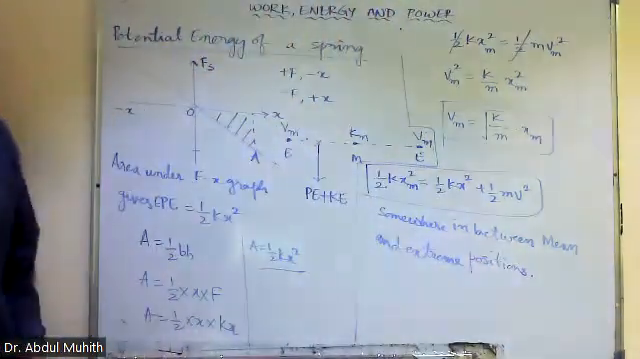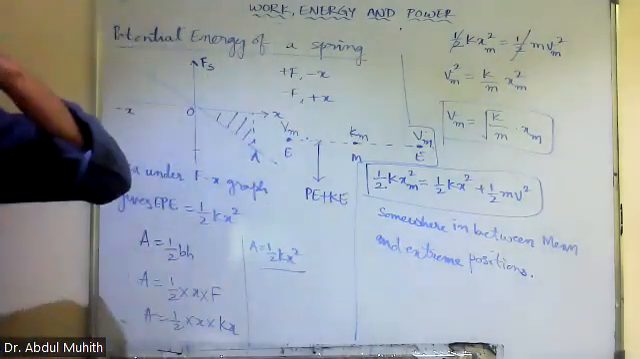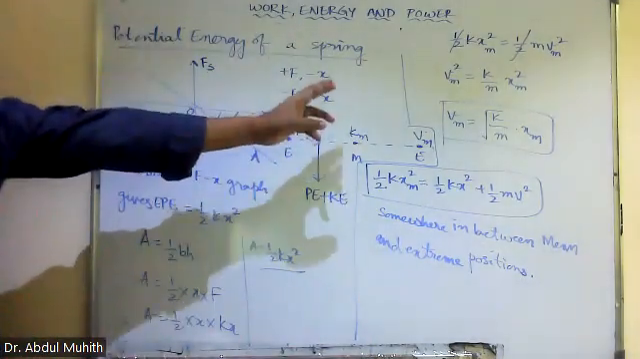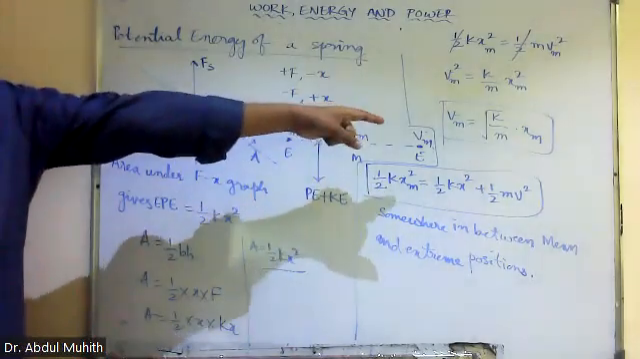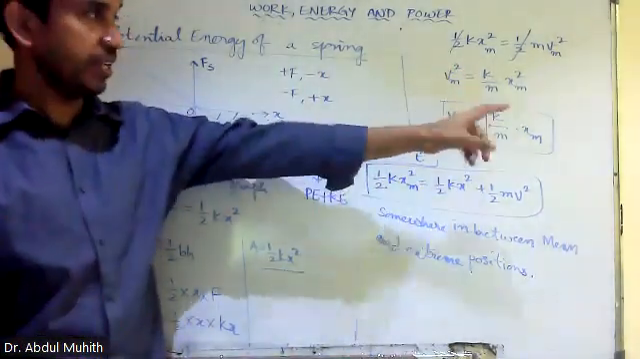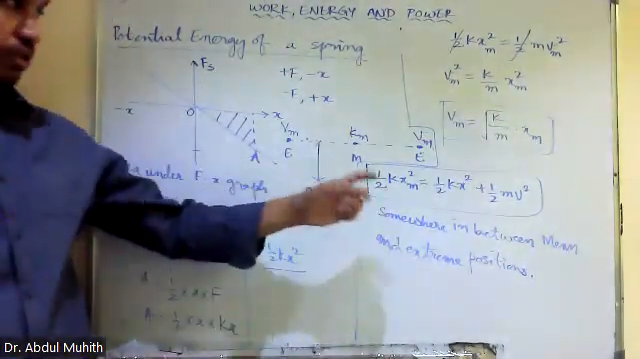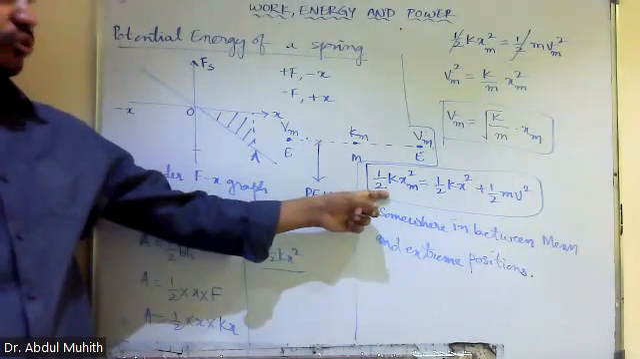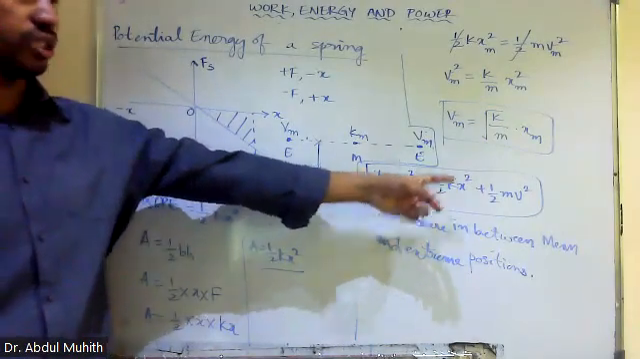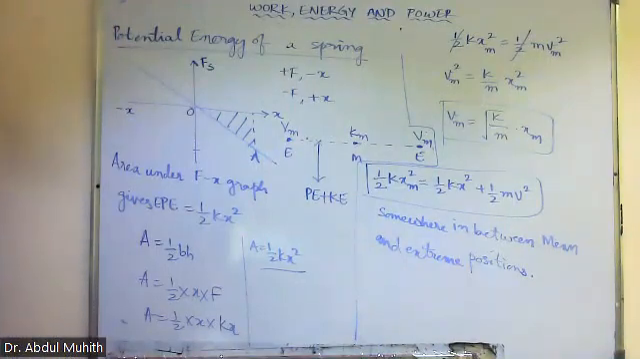Half k xm square is equal to half m v square. So v square is equal to k by m into xm square. Cross multiply and remove the root, and we get the velocity, where k is the spring constant, m is the mass connected to the spring, and xm is the maximum displacement. This is the potential energy stored in the spring, which is equal to potential and kinetic energy. Clear? Any doubt in this?